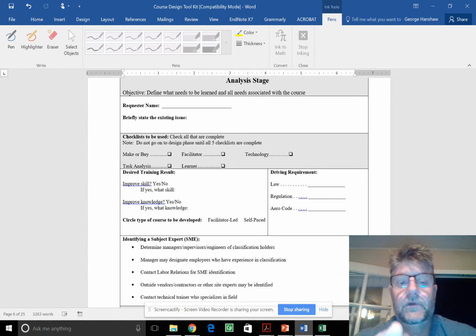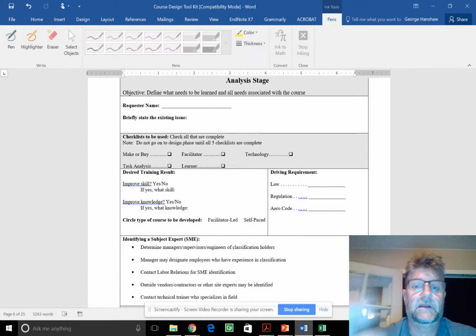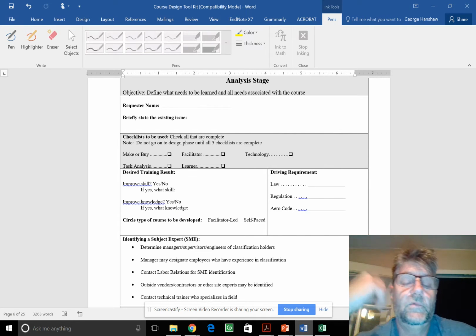analysis. Whether you're using ADDIE, rapid prototyping, the Dick and Carey model, whatever strategy you're using, the analysis or assessment phase is hugely important because that can save you a lot of time. Even though in the rapid prototyping model, we continually go back and reassess and reassess, we want to get as much detail as we can.